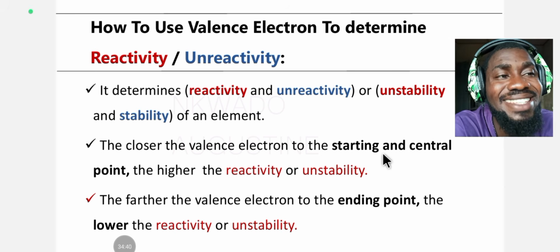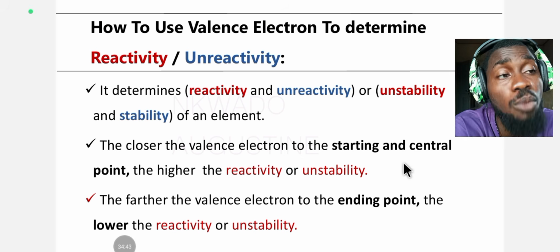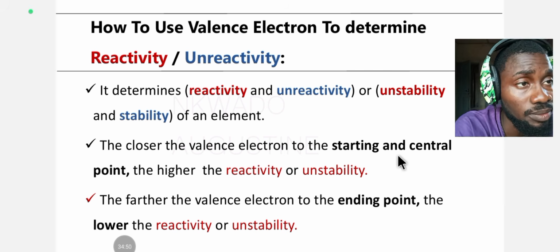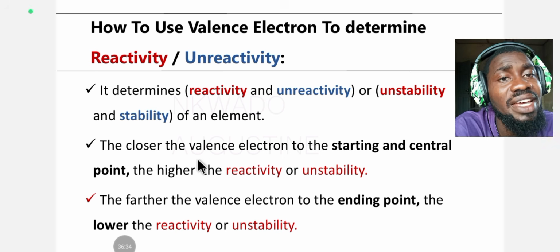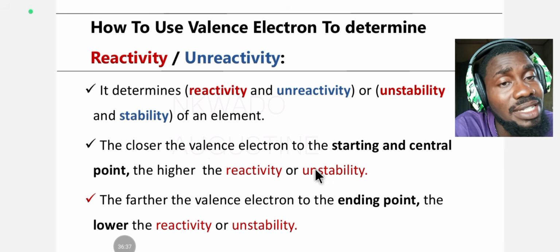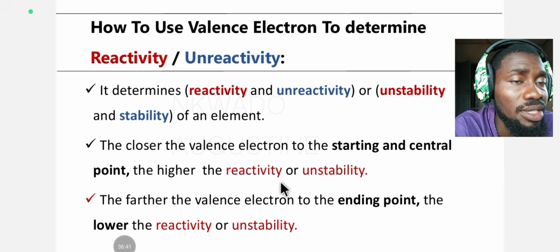So that tells you that this element is very reactive. It's more reactive than the former one, which is nitrogen. So the valence electron of fluorine is 7. Based on this first law we have here, it says the closer the valence electron to the starting and central point, the higher the reactivity.